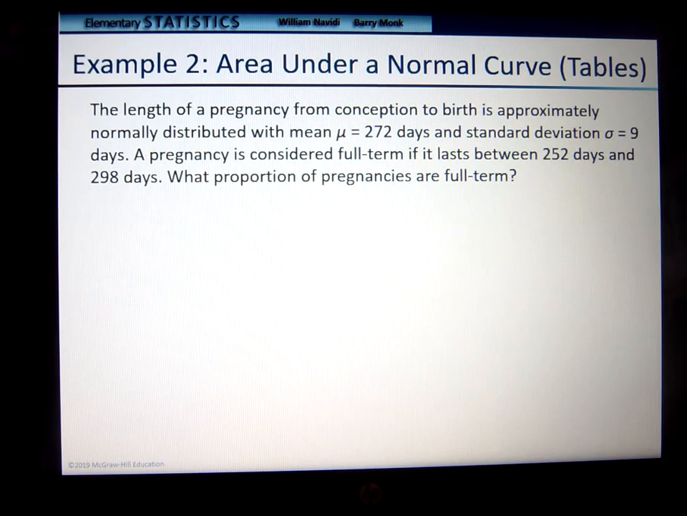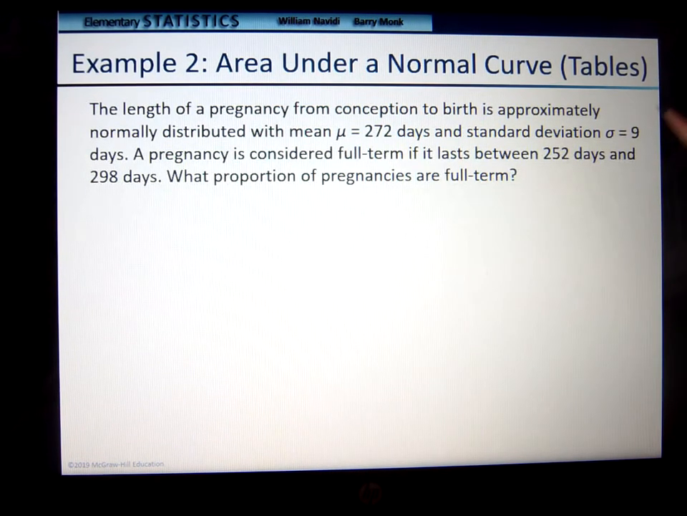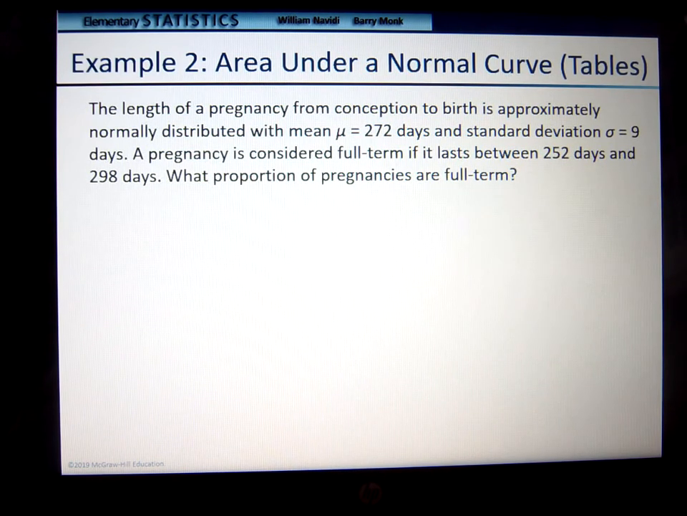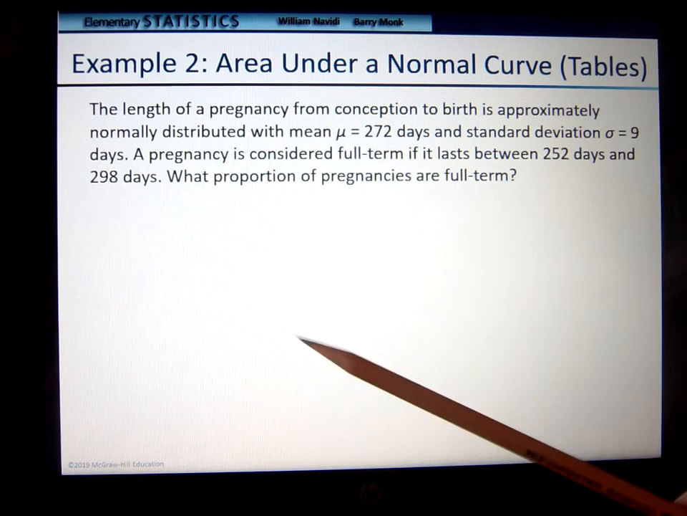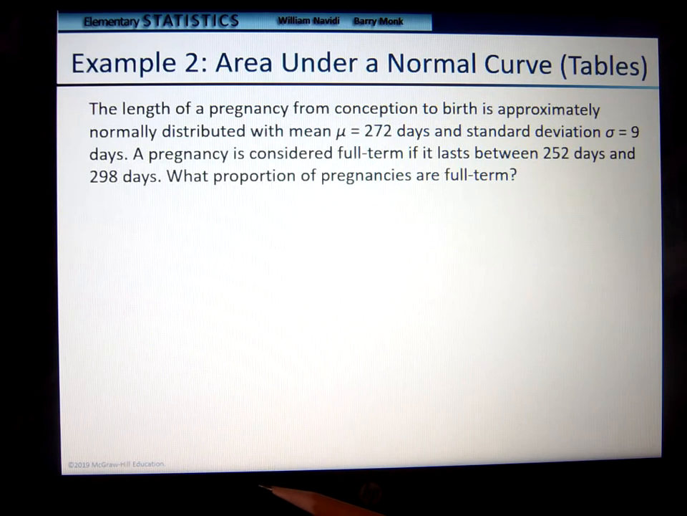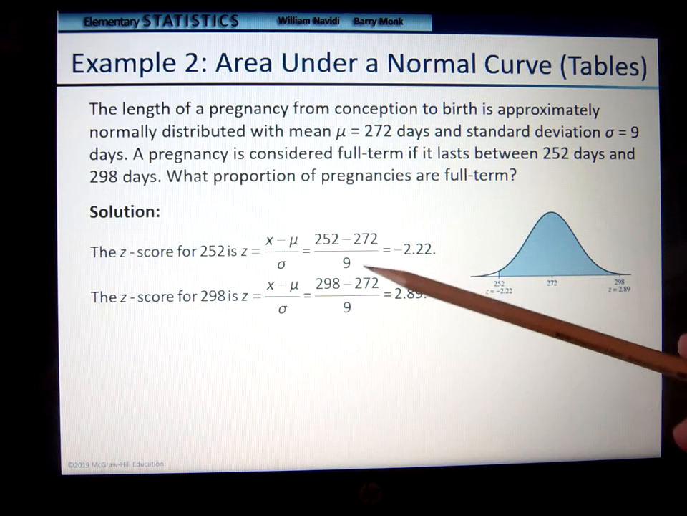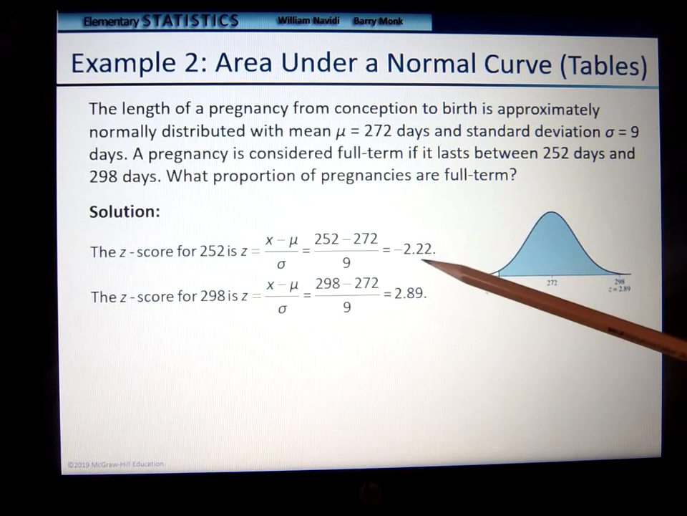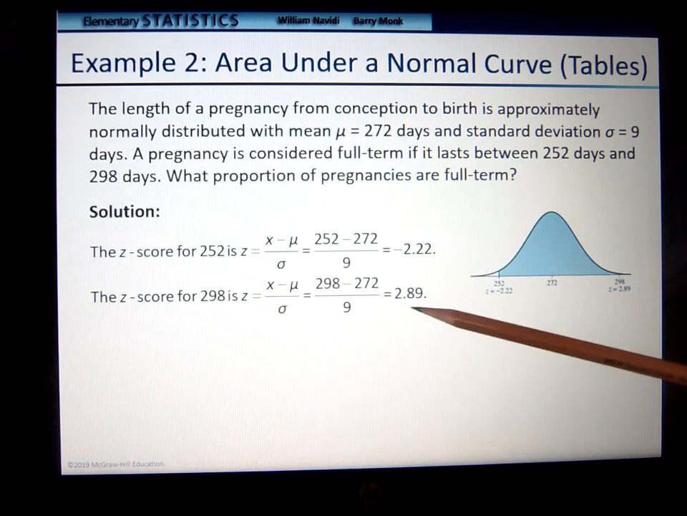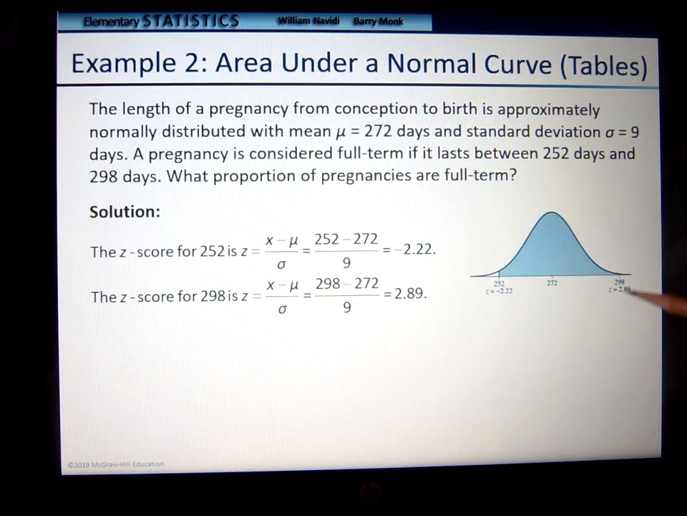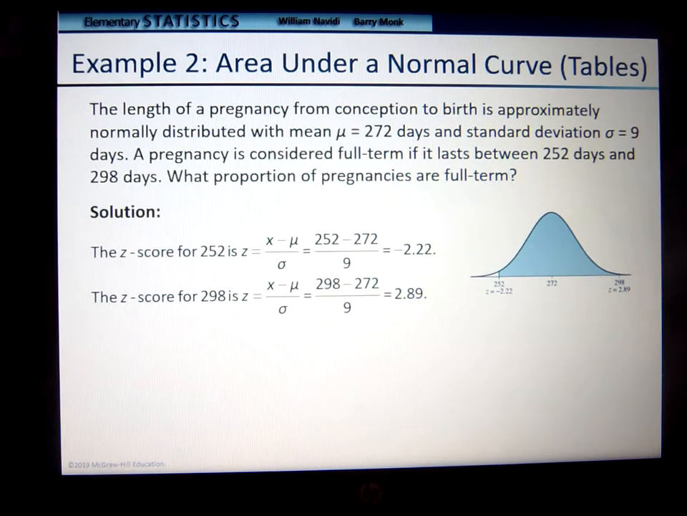The length of pregnancy from conception to birth is approximately normal again, with a mean of 272 days and a standard deviation of 9. A pregnancy is considered full term if it lasts between 252 and 298 days. So what proportion of pregnancies are full term? We're going to find the upper and lower bounds using the z-score. We have from negative 2.22 to 2.89. Those are our z-values that correspond with 252 days and 298 days.